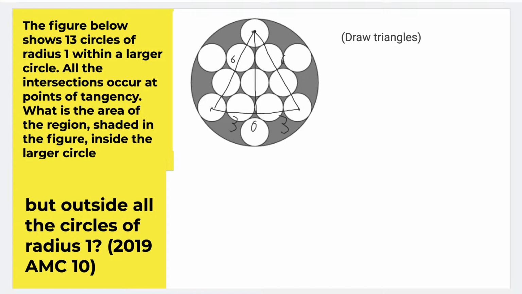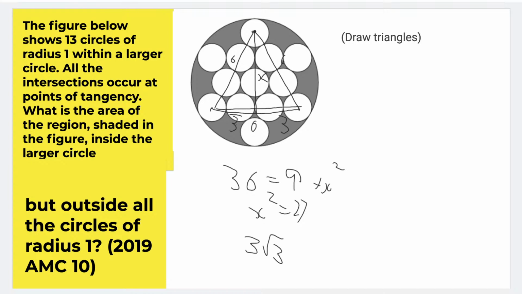And now to find the height, you just use the Pythagorean theorem. 36 equals 9 plus x, pretend this is x squared, and then x squared equals 27 because you subtract 9 from both sides, and then you get 3 square root of 3 as the height to here.